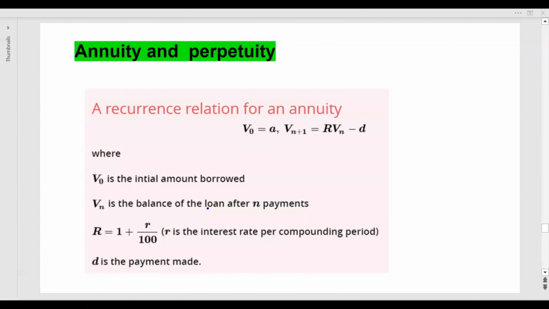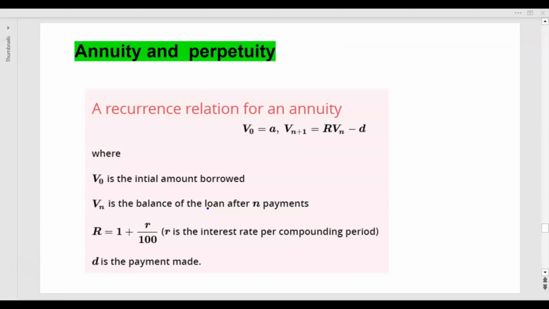Annuity and perpetuity. Both are investments. An annuity is an investment where, after a certain period of time, the fund will be exhausted. It's based on a time frame, and after that time frame the fund will be exhausted. Perpetuity, on the other hand, is indefinite in its return. So now let's have a look at how it's done.